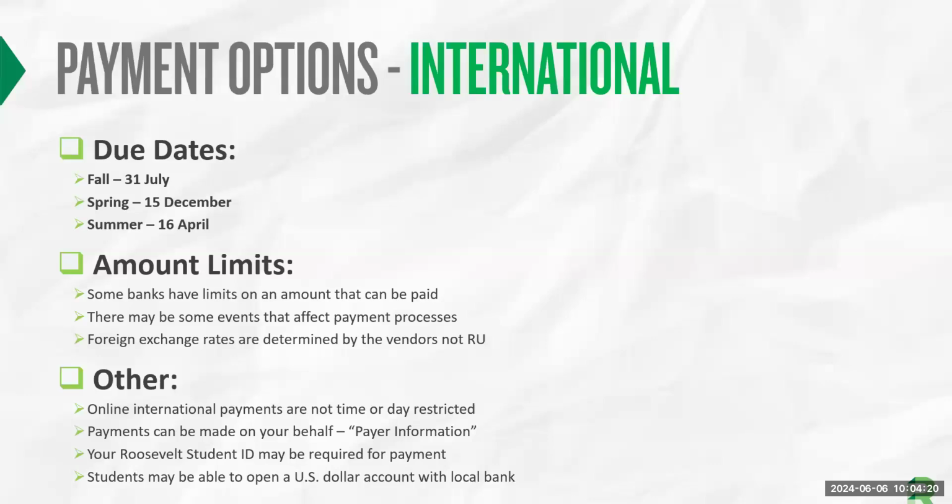Payments can be made on your behalf where it says payer information. Please list your Roosevelt student ID so that we are making sure that your payment gets applied to your account. And then again, once you come here, I know that you have to establish residency. You may be able to open up a US dollar account with a local bank, but remember that that is based on their criteria. So you'll have to have a residency established, a permanent residence, in order to be able to do that, okay? Next slide.